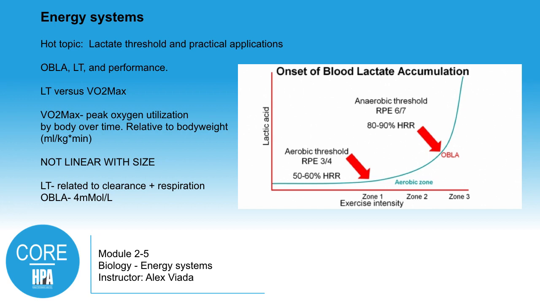Another thing you may hear about is OBLA, or onset of blood lactate accumulation. That is simply an indication that the body is at 4 millimoles per liter of lactate. I don't want to say it's an arbitrary number, but that is considered experimentally to be almost the point of no return for lactate accumulation.